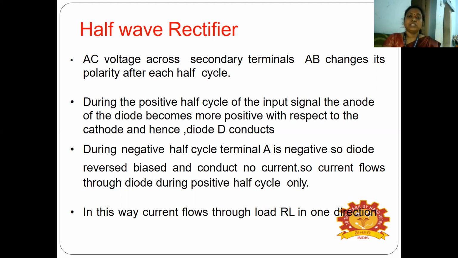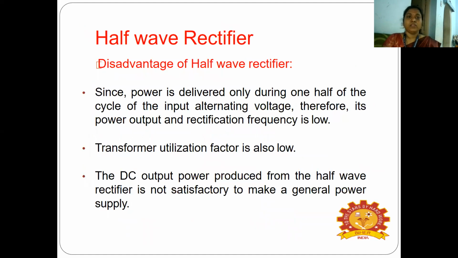So you say that terminal A, in the sense the anode, becomes negative, so the diode becomes reverse biased and there is no current flow. So current flows through the diode during the positive half cycle only. At the negative half cycle, there is no current flow. So at that time only you will get an output. In this way, the current flows through the load RL in one direction.